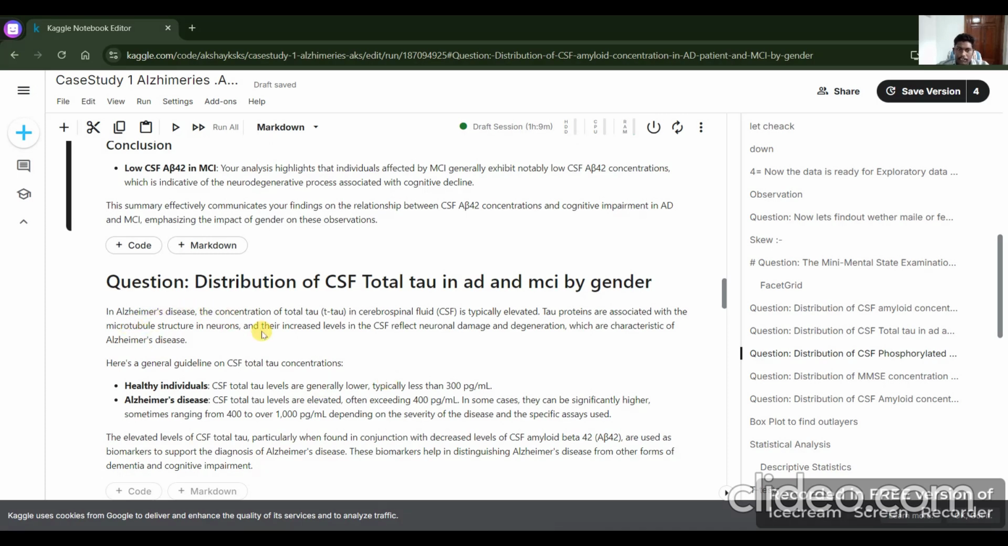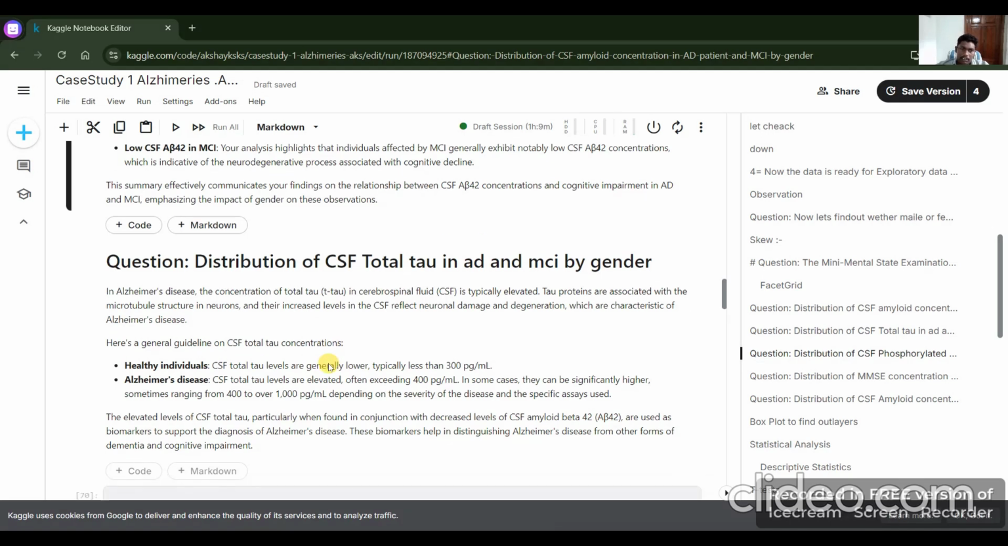In Alzheimer's disease, the concentration of total TAU in cerebrospinal fluid is typically elevated. TAU proteins are associated with microtubular structure in neurons, and the increased levels in CSF reflect neuronal damage and degeneration, which characterize Alzheimer's disease.